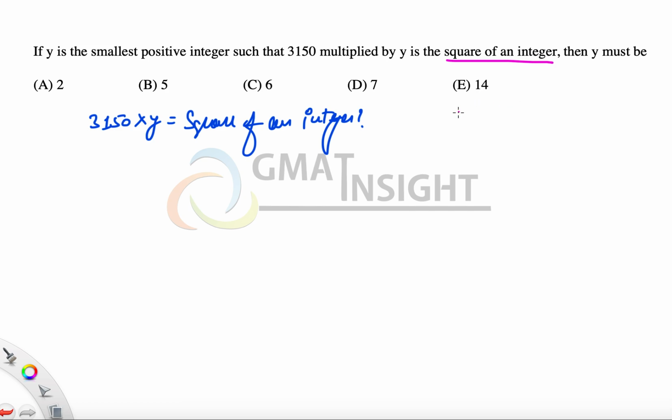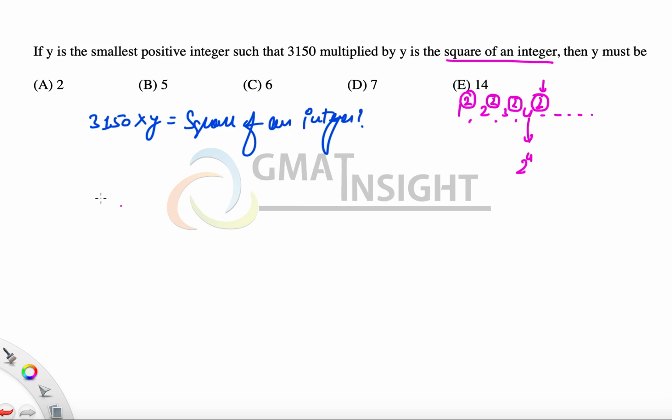The square of an integer means either 1 squared or 2 squared or 3 squared or 4 squared, things like that. It keeps going on. So when we look at the square of any integer, we can see that the exponent of the number must definitely be 2 or a multiple of 2. For example, 4 can further be written as 2 to the power 2. But since we have 2 here, that means the exponent of the number must be even for the number to be called a perfect square.